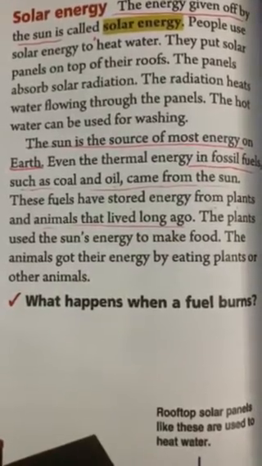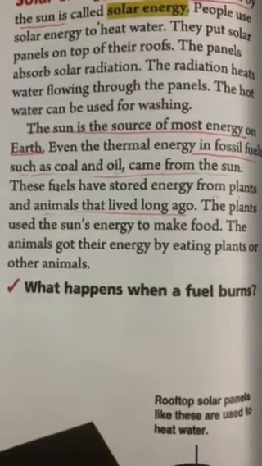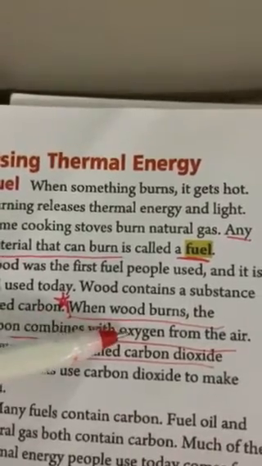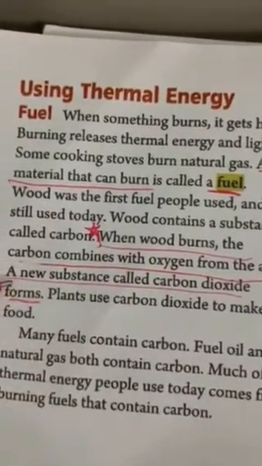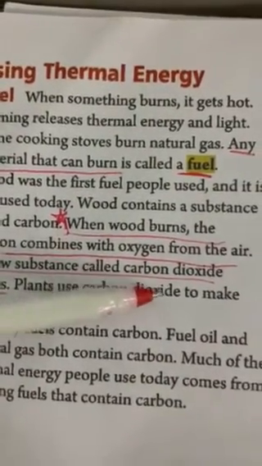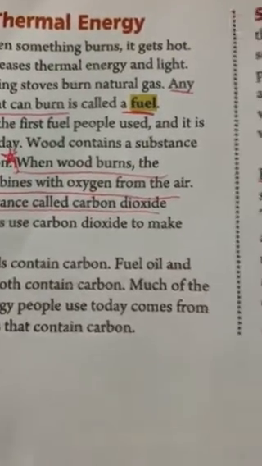The plants use the sun's energy to make food, and the animals got their energy by eating plants or other animals. We have a red tick question in here, which says, what happens when a fuel burns? The answer is right in here. When wood burns, the carbon combines with oxygen from the air, and a new substance called carbon dioxide forms. This is the answer.